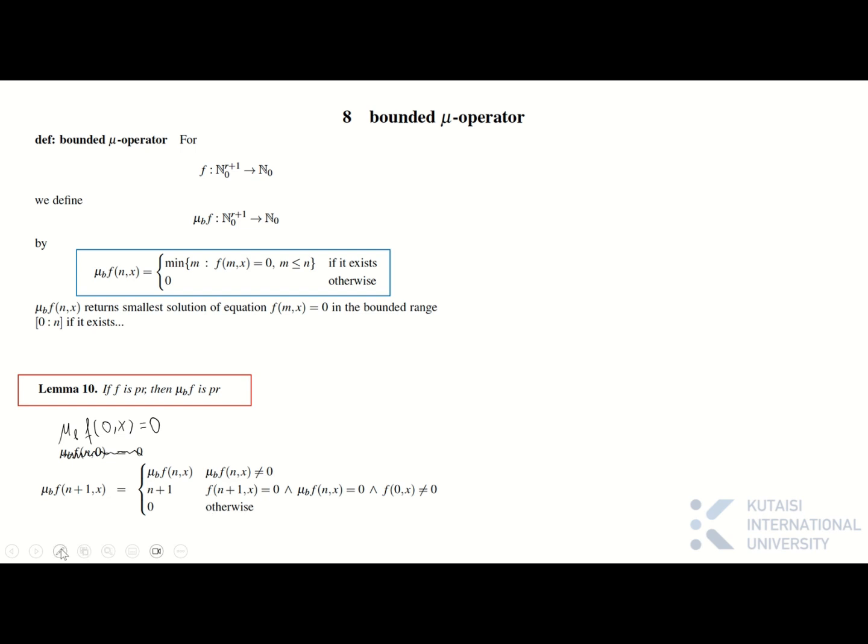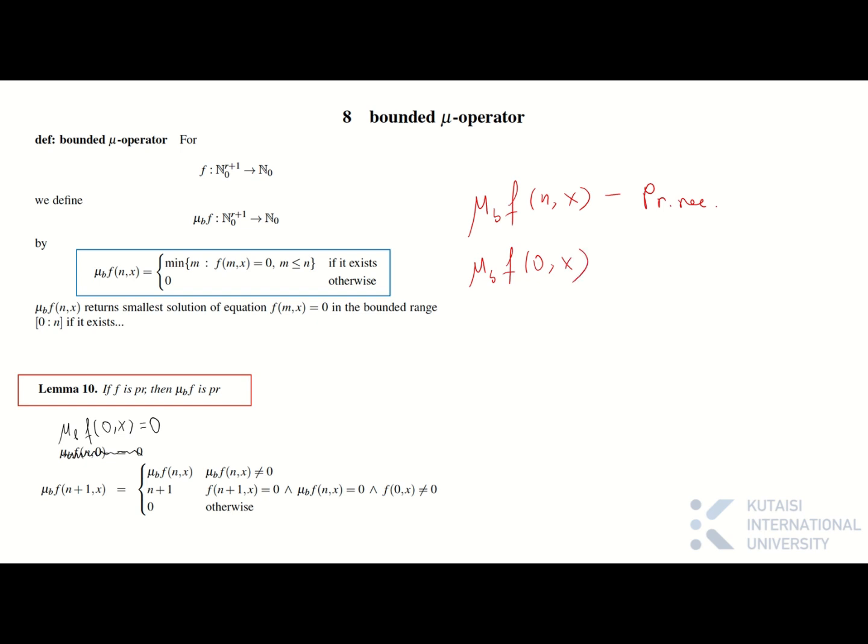Might as well write it here. It's basically like induction; the proof is very induction-like. I have to prove that this operator mu b f n x is primitive recursive. This is what I want to prove. So first I check it for 0. So mu b f0x, what is this?